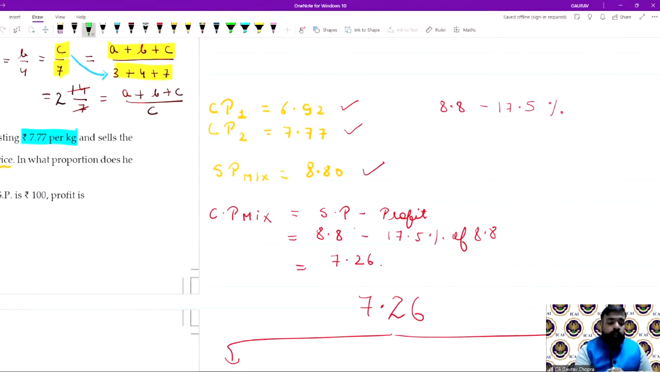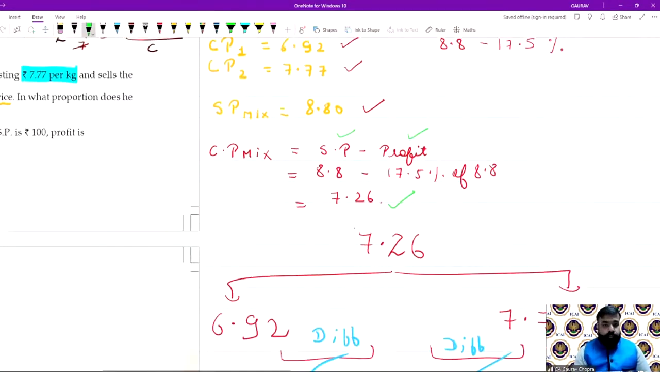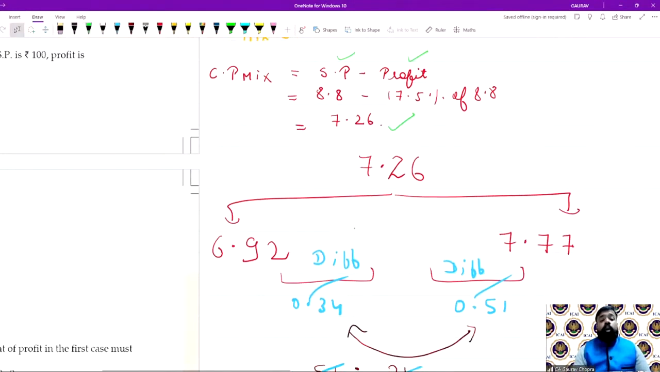So first of all, we have computed the cost price of mixture. So how to calculate the cost? Selling price minus profit. Selling price is 8.8. Profit is 17.5%. So after subtraction, we are getting 7.26. This is the cost price. Okay. Now, this is the mixed cost price. This is the cost price of the mixture.